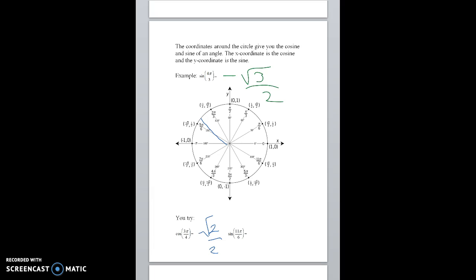Okay, the next one, sine of 11 pi over 6. So I'm going to start here, go all the way around the circle, I look for 11 pi over 6. It's right here. Since I'm looking for sine, I'm going to look at the y coordinate. The y coordinate at that angle is negative 1/2.